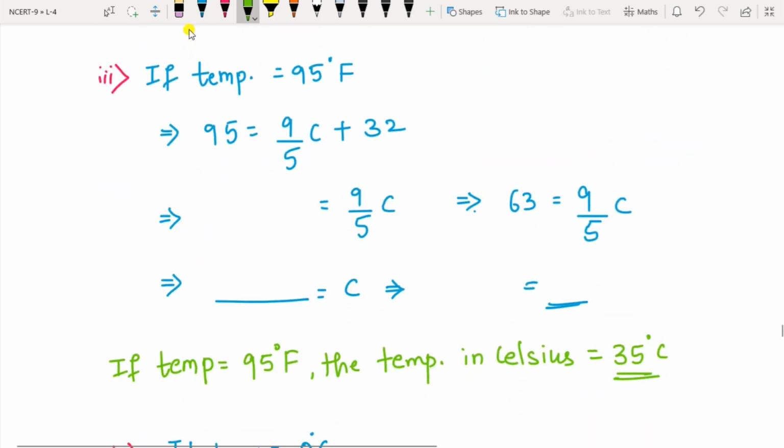Similarly here now, temperature is 95 Fahrenheit. You have to find the value of C now. So first you will subtract 95 minus 32. You get 63 equal to 9 by 5 C. You have to find the value of C.